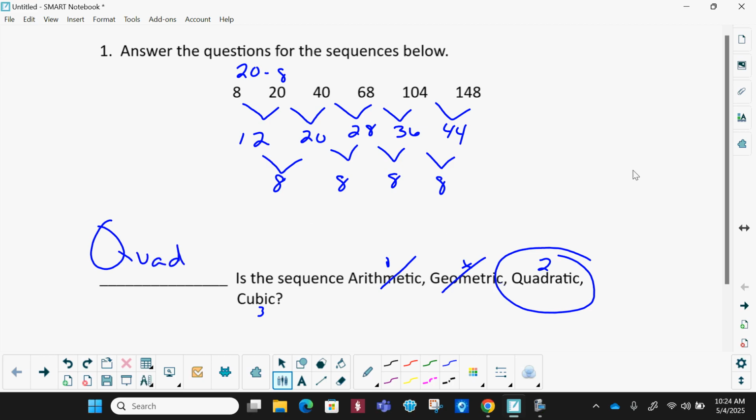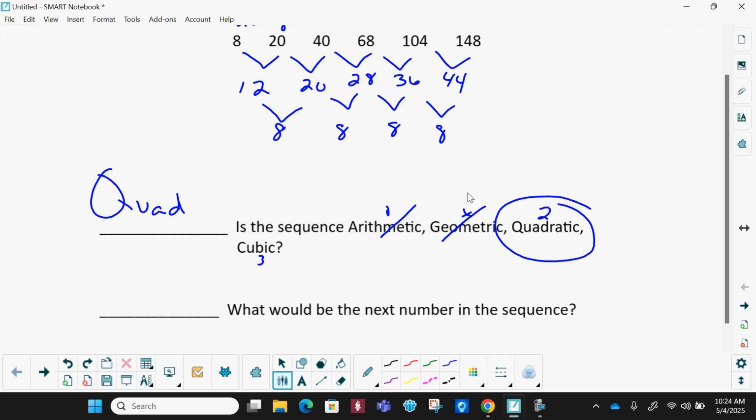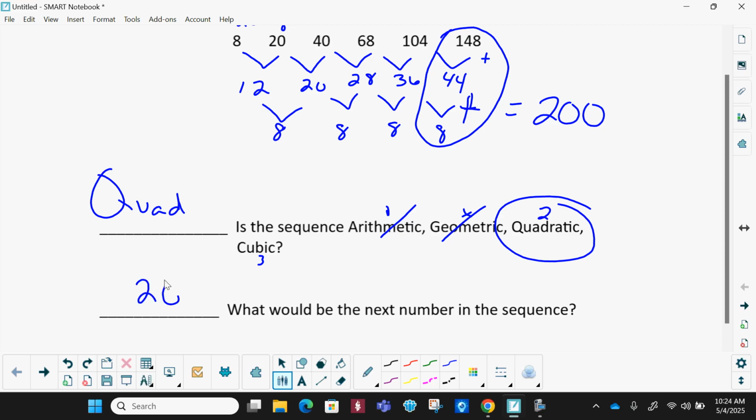Okay, now the next question is going to be, what is the next sequence of numbers? So this is where you're going to add up all of these numbers. Whoops, that's an addition sign. So when you do that, you get 200. So the next term is 200.